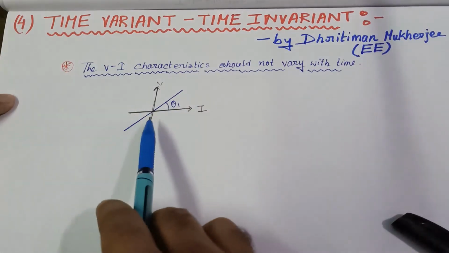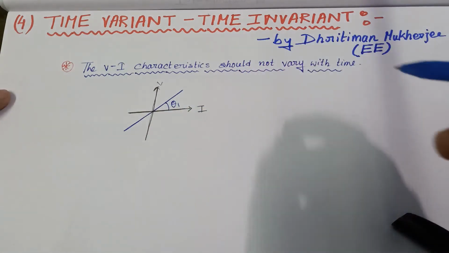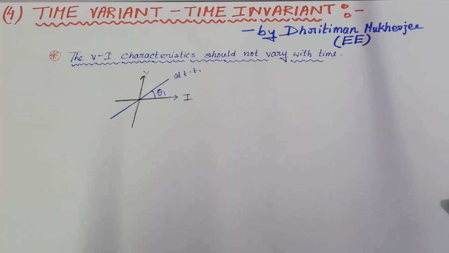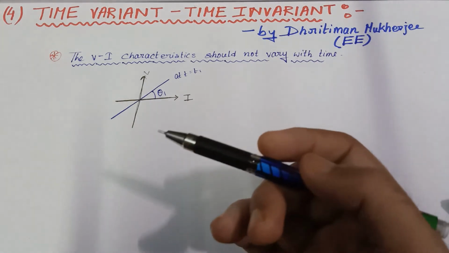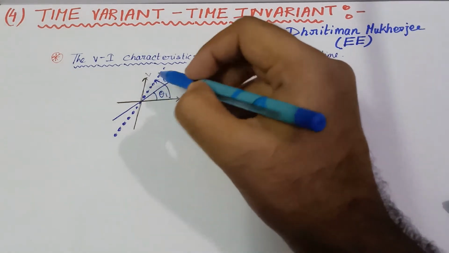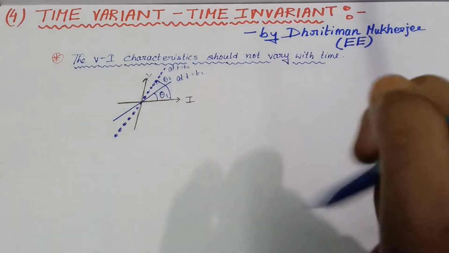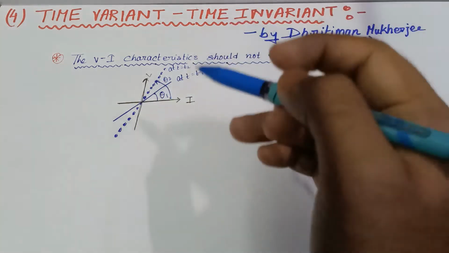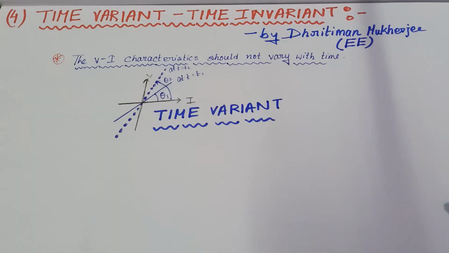So this is the VI characteristics of any element which is making an angle theta 1 with the current axis. Okay, this may be at time t1, and maybe after some time, maybe t2, at time t2 the graph changes from this position to this position. Okay, so at time t equals to t2 the position of the VI characteristics is changed. So I can see from this that the VI characteristics depend on the time. So it is the VI characteristics of a time variant element.